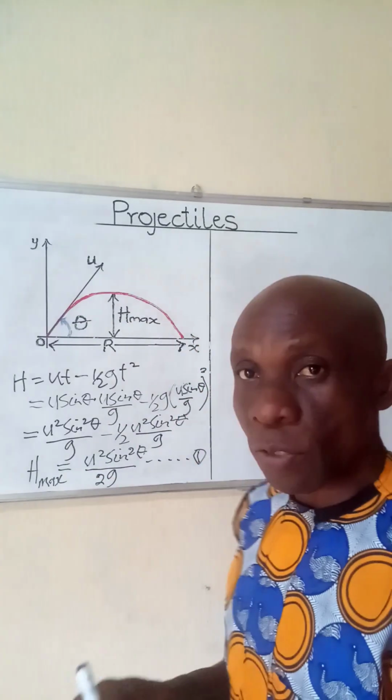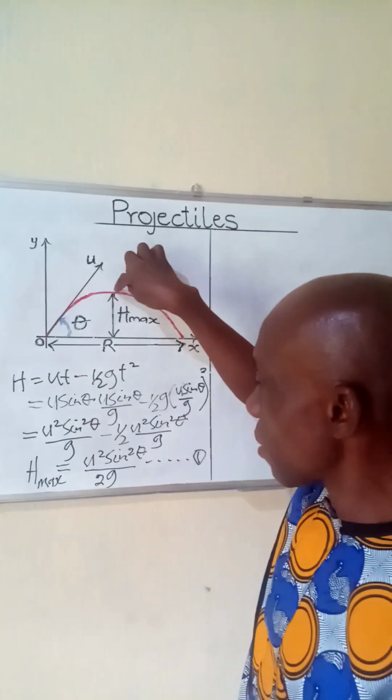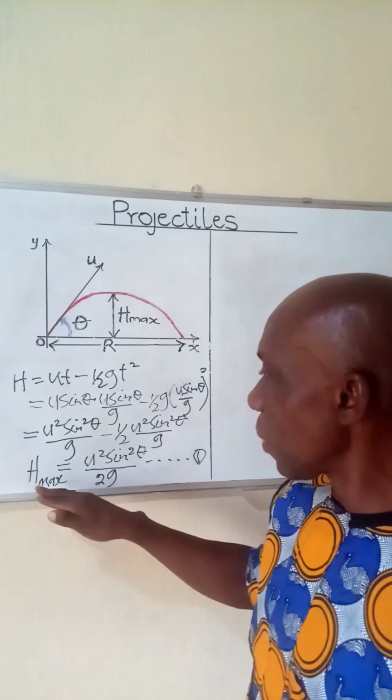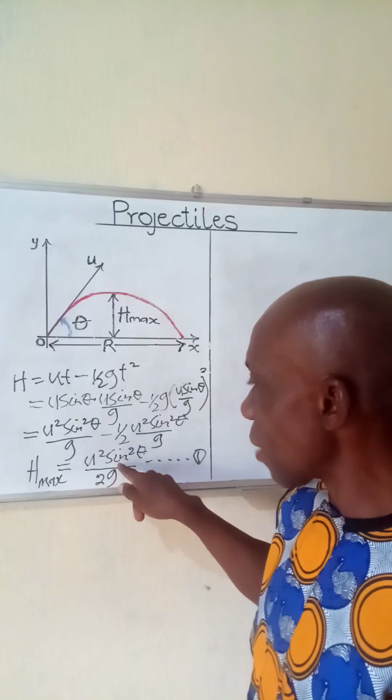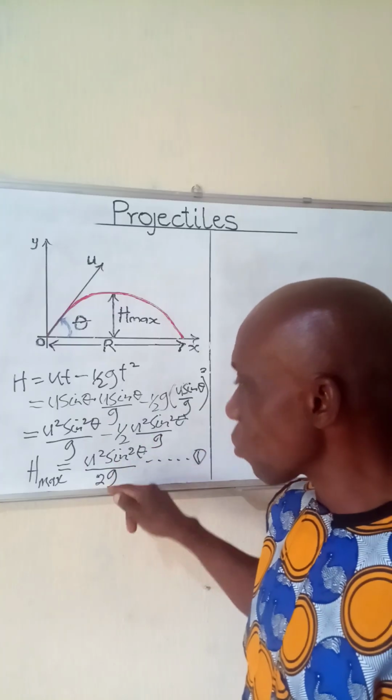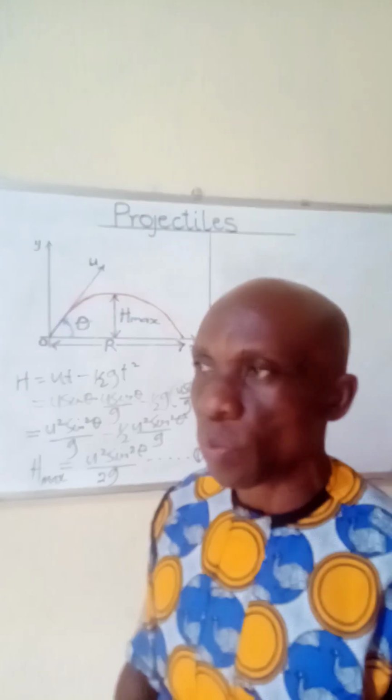So we have that our maximum height for the particular projectile, when the object gets here, how do you get that maximum height? The formula or the equation will be u square sine square theta all over 2g. That's the equation for maximum height.